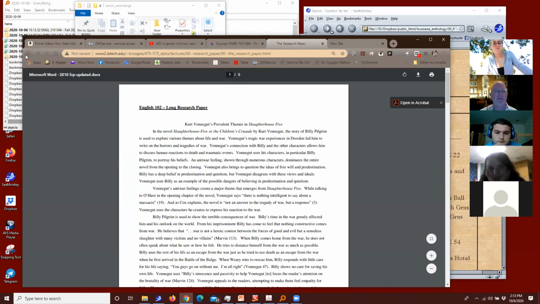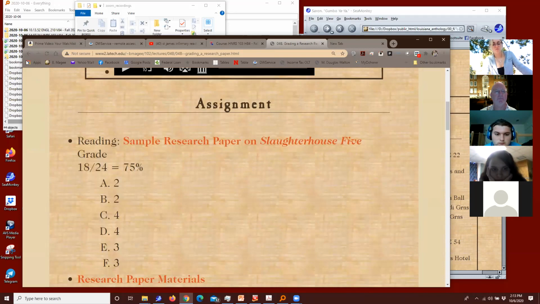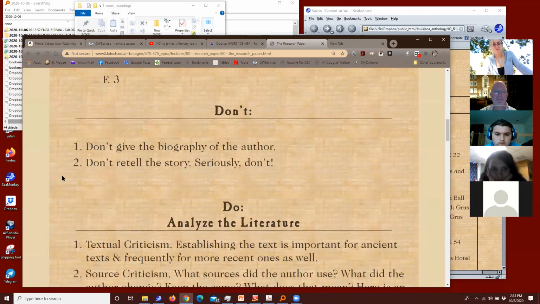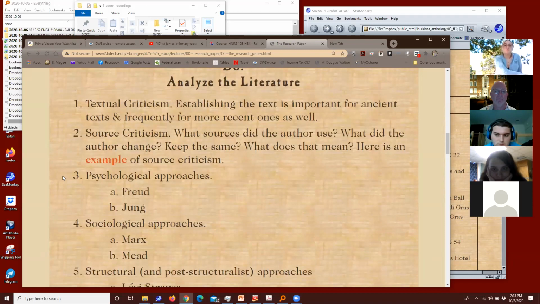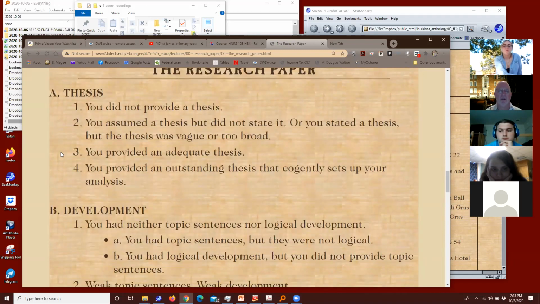Here's a class where, well, that's the research paper, but here I'm grading a research paper. And it's pretty much along the lines that I'll grade your papers. Don't retell the story, don't give the author a biography. And here are different ways to analyze a literary work. But as I said, you can go outside that if you want to for this class. So just be sure you have a good, strong, narrowly stated thesis. That's mainly what I'm looking for.